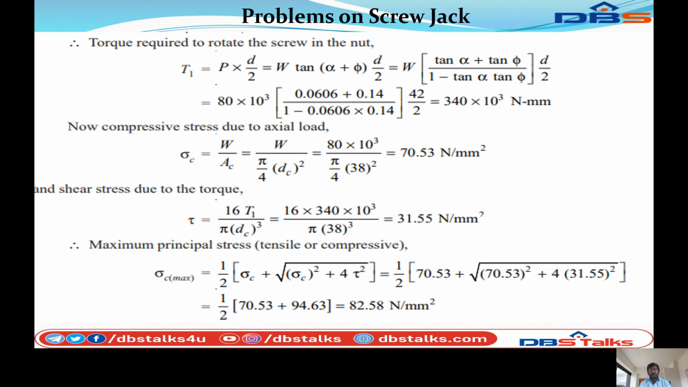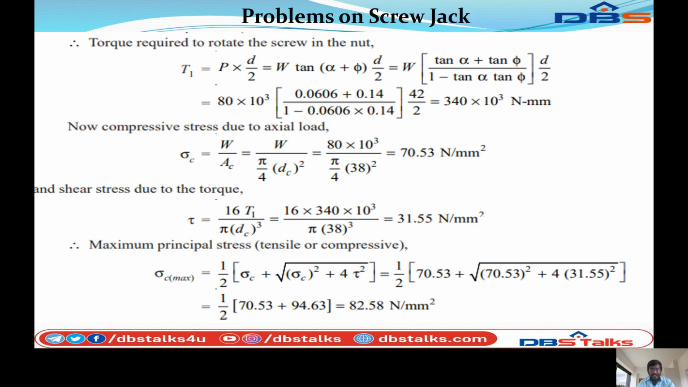340 into 10 cube Newton millimeter. Now compressive stresses due to axial load. So by applying the compressive stresses in axial load, sigma C is equal to W by AC. Since A equal to pi by 4 D square, AC means pi by 4 into DC square. So substituting the values, W equal to 8 into 10 cube by pi by 4 into DC 38 whole square. So next calculating this compressive stress, sigma C is equal to 70.53 Newton per mm square.